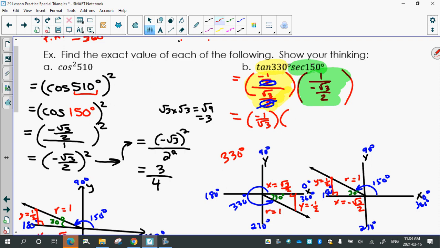This one, when you're dividing by a fraction, you multiply by the reciprocal. It looks like I have double brackets here, but I have the 1 times negative 2 over root 3, multiplied by the reciprocal, but then it's multiplying this. So that's going to give me negative 1 over root 3 times negative 2 over root 3.